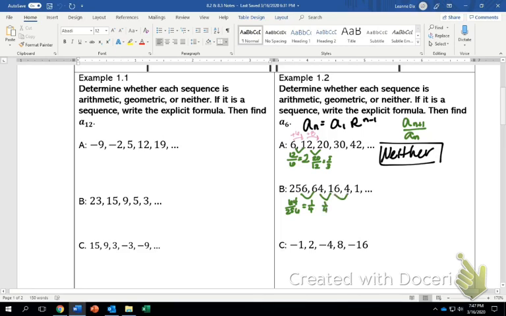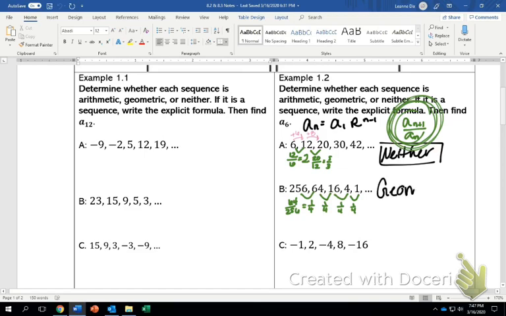Then we do 4 over 16. 4 over 16 is going to be reduced to 1/4. How shocking. Again, 4 and 1. Put that in our ratio like this, the one that I'm circling. That becomes 1/4. Okay, so we know for sure that this right here is going to be a geometric sequence.